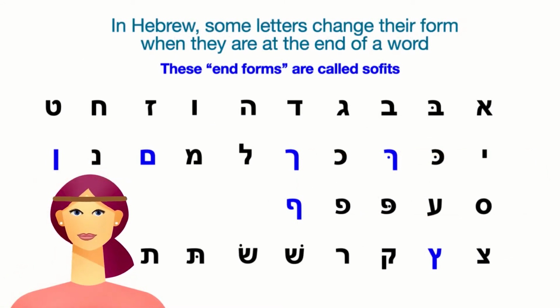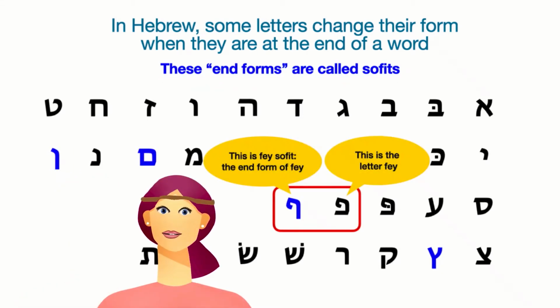And remember, in Hebrew, some letters are written differently when they are found at the end of a word. The end form of such letters is called sofit. In previous videos, we've already seen Kaf sofit, Chaf sofit, Mem sofit, and Noon sofit. This time we'll see the end form of the letter fe. Its end form is called fe sofit.